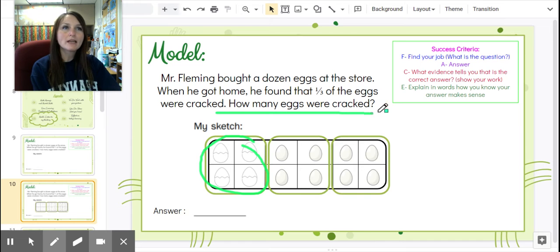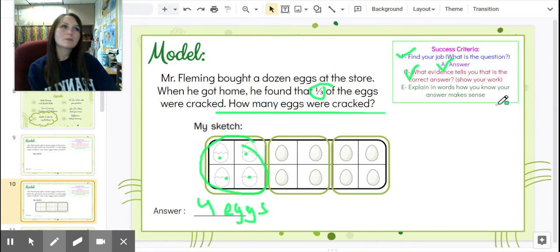So how many eggs are cracked? The answer is not going to be 1/3, or 1. I already knew 1/3 of them are cracked. How many are in that 1/3 group? 1, 2, 3, 4. So my answer is going to be 4 eggs. Always write that unit. So I found my job, I found my answer, and I showed my work here.